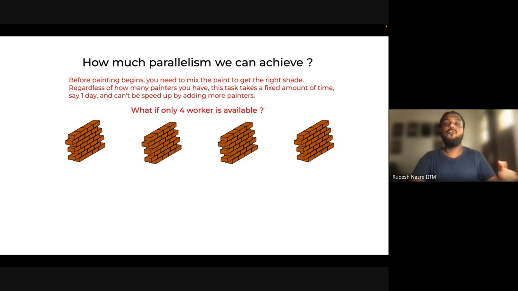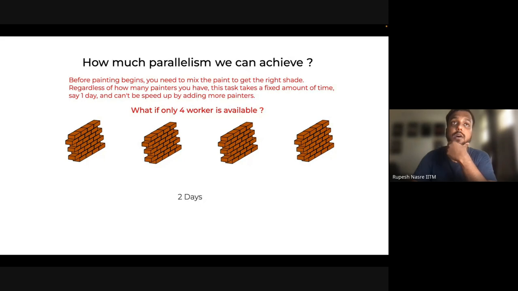What if 4 workers are available? Same constraint, 1 day will be spent mixing the paint to get the right shade. Now, if 4 workers are available, how many days? Exactly, 2 days, right? 1 day to mix the paint and the second day for all the workers to paint the walls, right?